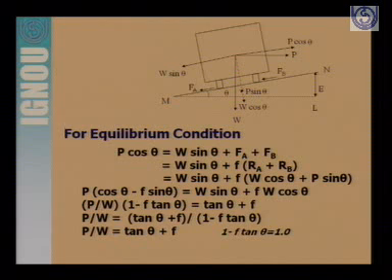For the equilibrium condition, there has to be a balance between the forces acting towards the outer side of the road and the total sum of the forces acting towards the inner side. So if we write this condition, P cos theta equals W sin theta plus FA plus FB. FA plus FB we can write as F into RA plus RB. These are the reactions at the two wheels, here in the vertical direction and here.